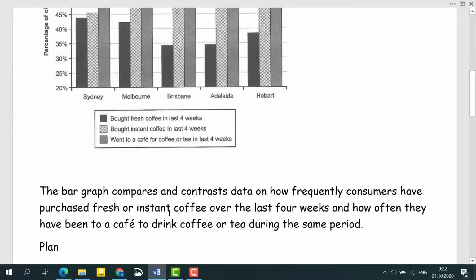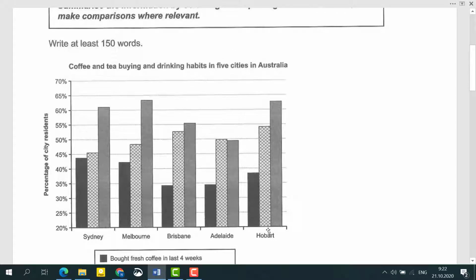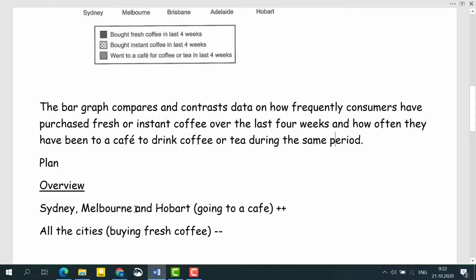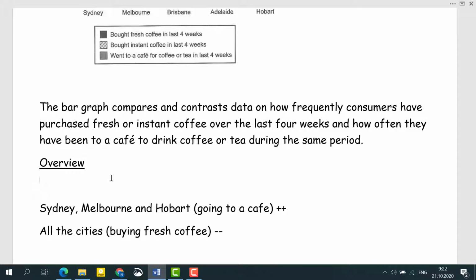Okay, so remember, we need to use the present perfect because the keywords are over the last 4 weeks. And how often they have been to a cafe. Okay, the present perfect. Again, we're talking about the same period. Why? To drink tea or coffee during the same period. So we have only one sentence which clearly explains what we see here in this graph. Now, it's important to focus on the next paragraph, which is overview.